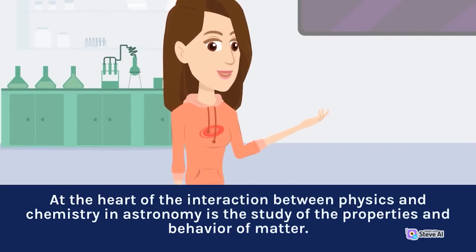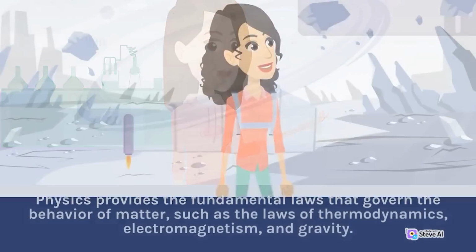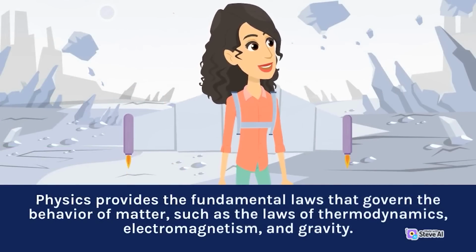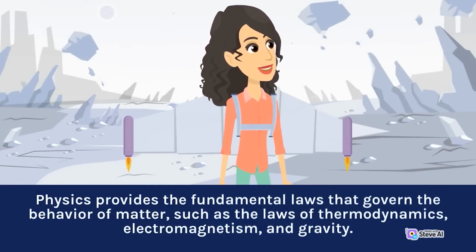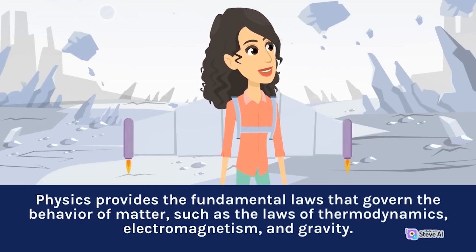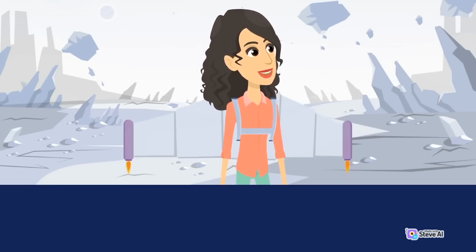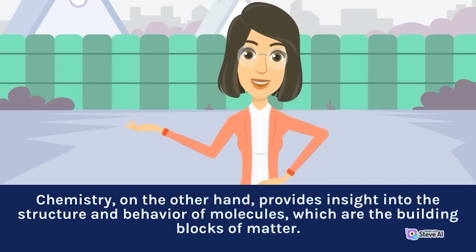At the heart of the interaction between physics and chemistry in astronomy is the study of the properties and behavior of matter. Physics provides the fundamental laws that govern the behavior of matter, such as the laws of thermodynamics, electromagnetism, and gravity. Chemistry, on the other hand, provides insight into the structure and behavior of molecules, which are the building blocks of matter.